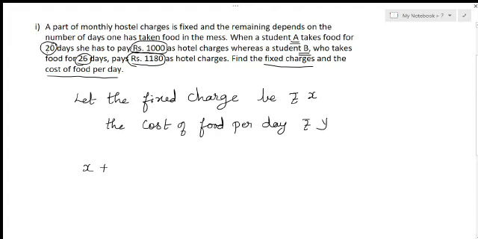She has taken food in the hostel for 20 days. So the cost of the food is Y rupees. So 20 into Y equal to, what did she pay? She paid rupees 1000. Let this be the first equation.